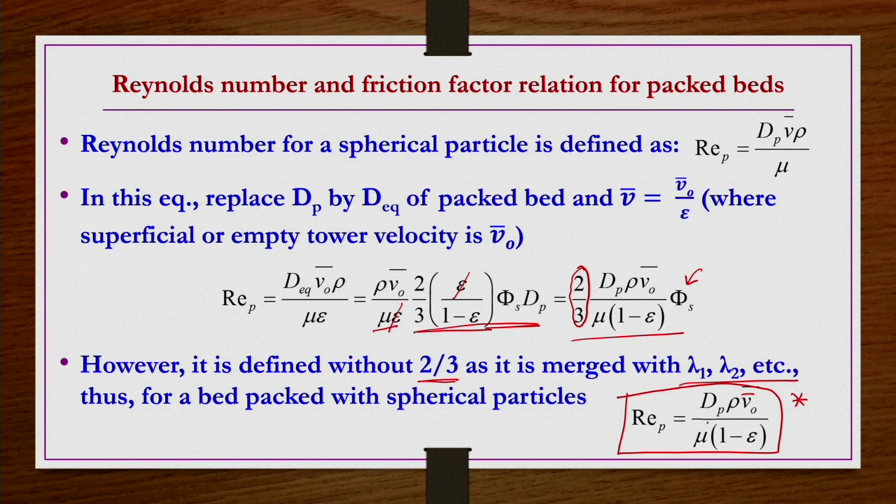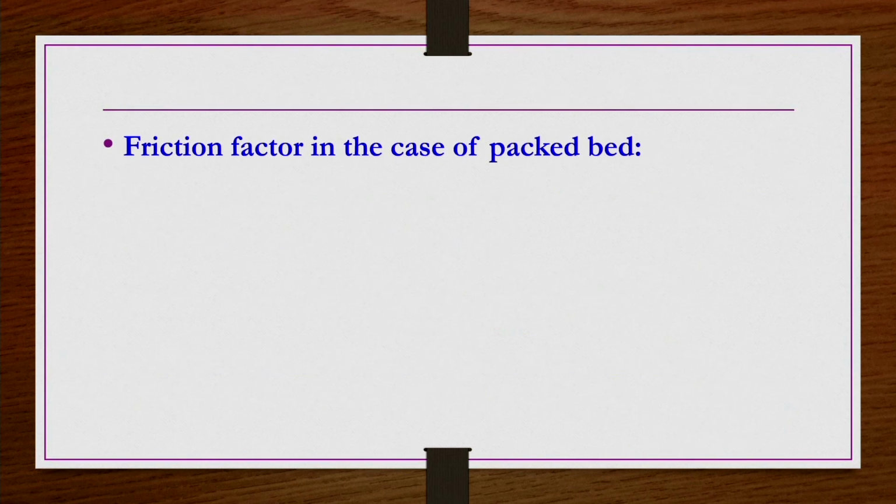You are not going to get anything multiplied by that, those kind of things. So, either way, the reason that 2 by 3 can be taken off, right. Now, similarly what we do, friction factor. Friction factor in the case of packed bed.